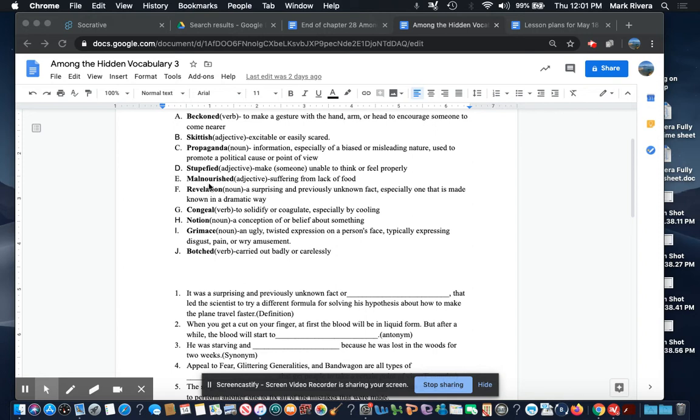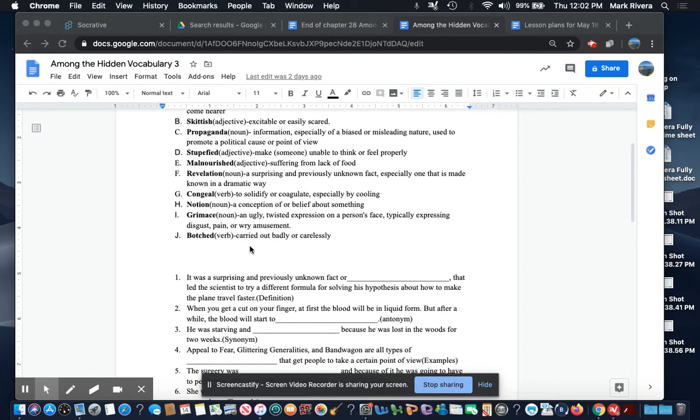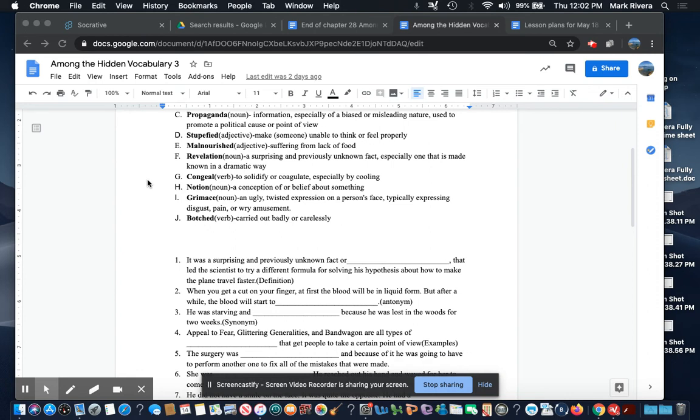The next word is malnourished. Okay. So if you're malnourished, you're suffering from a lack of food, right? It's almost like you're starving. You need stuff in your body to keep you healthy. That's what being malnourished is when you don't. The word revelation is the next one. Revelation is a surprising and previously unknown fact, especially one that is made known in a dramatic way. So it almost sounds like the word reveal. A revelation is when something gets revealed. You're like, ooh, I just found something out, right? So if there's a crazy twist in a movie and we weren't expecting it, it would be a revelation when that happens.